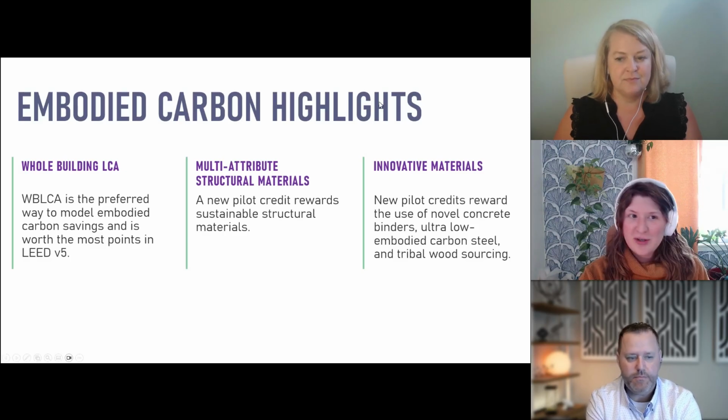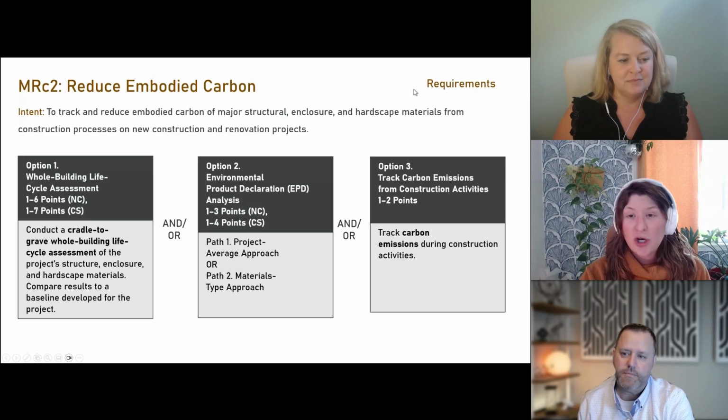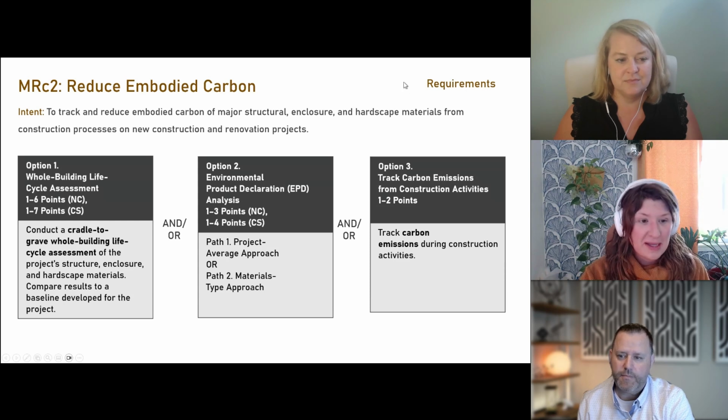So the big reduce embodied carbon credit, again, project teams will be tracking their structure, enclosure, and hardscape materials. And so option one is going to be that whole building life cycle assessment credit. So A to C and D if it's available. And project teams will have a baseline and a proposed model in which they will document reductions from. If project teams aren't quite sure and don't want to maybe pursue the whole enchilada of the baseline and proposed models, they could do EPD analysis, which is option two.